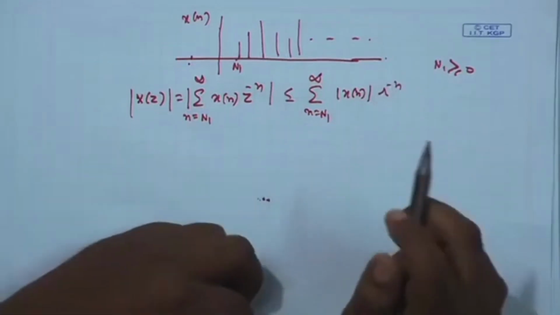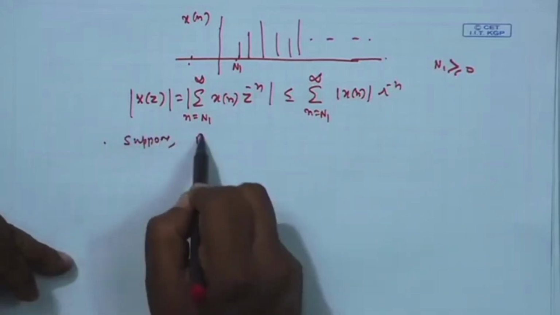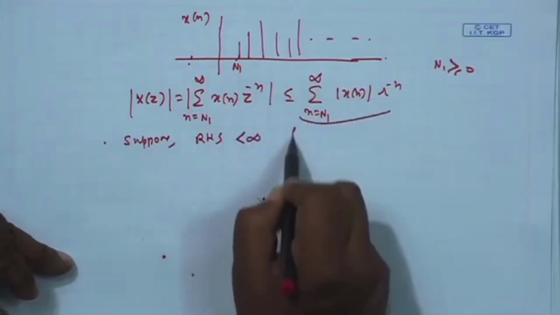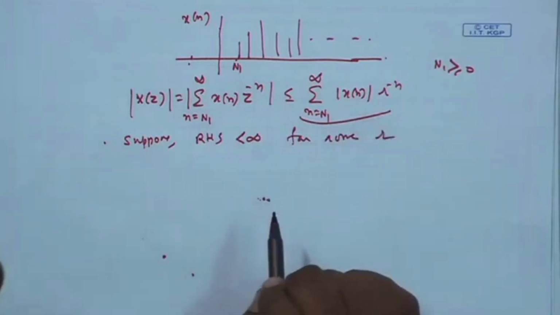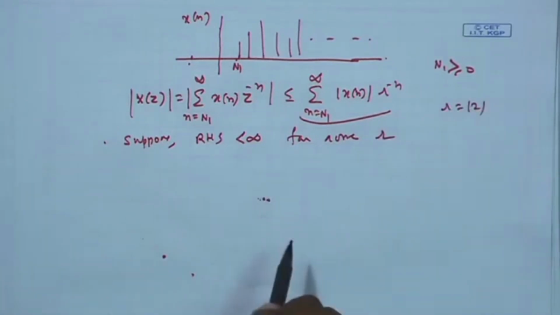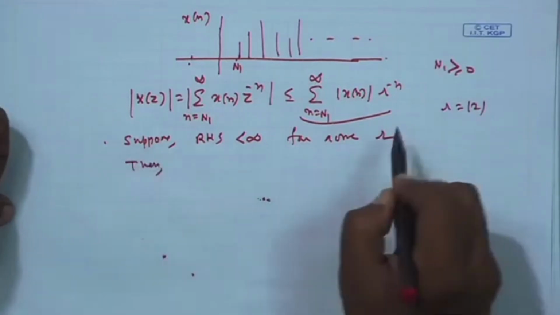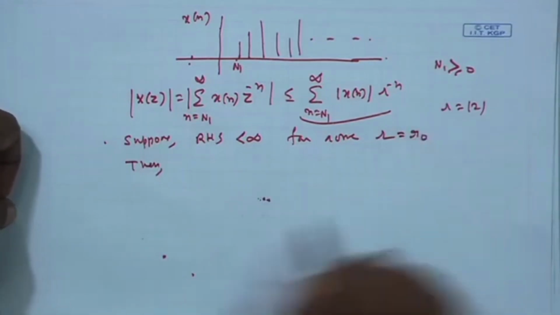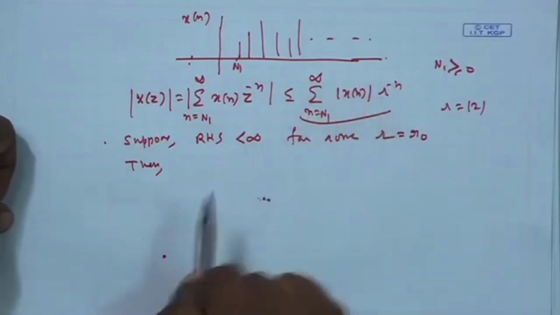All right. Now, suppose this RHS, right hand side, this quantity is finite for some r. r is nothing but mod of z, the magnitude part. Then, for some r equal to, say, suppose r naught, if you put r naught here, this summation is finite.